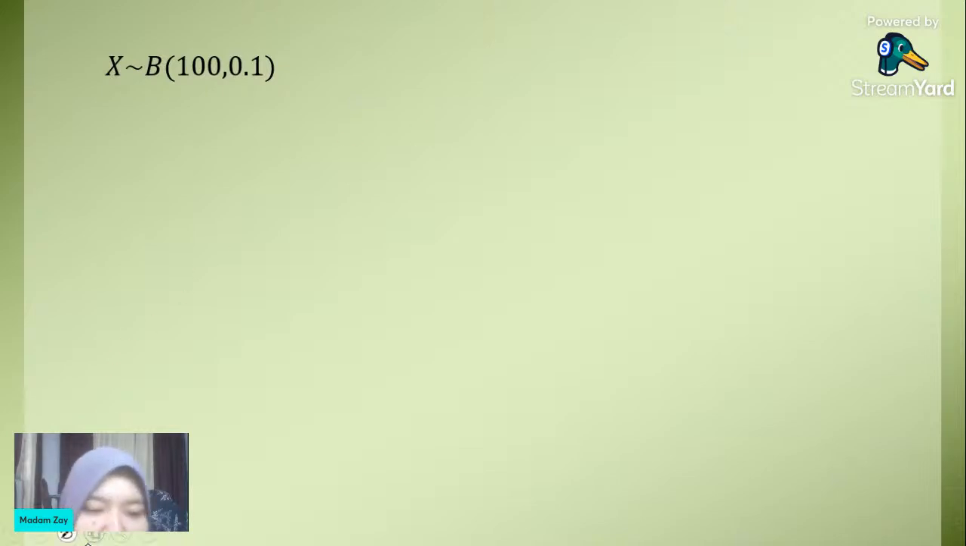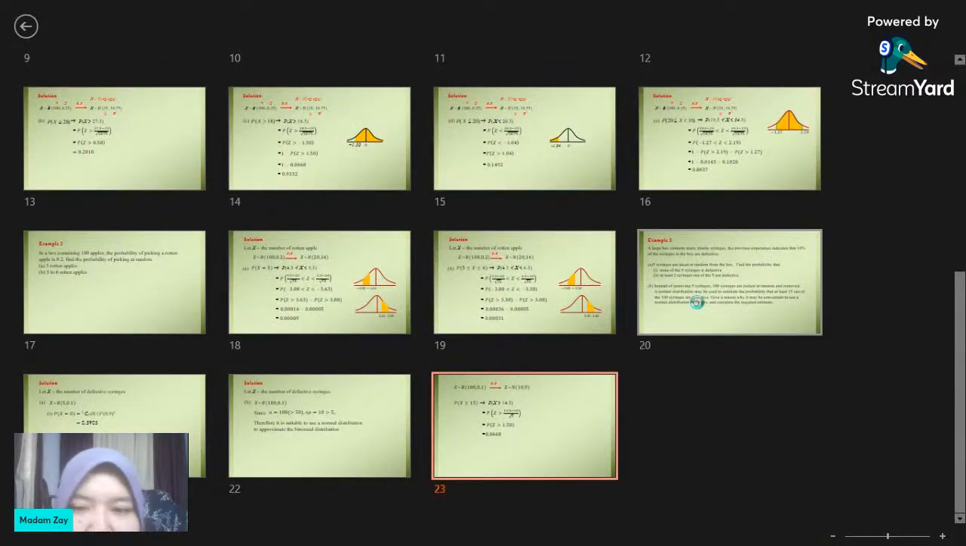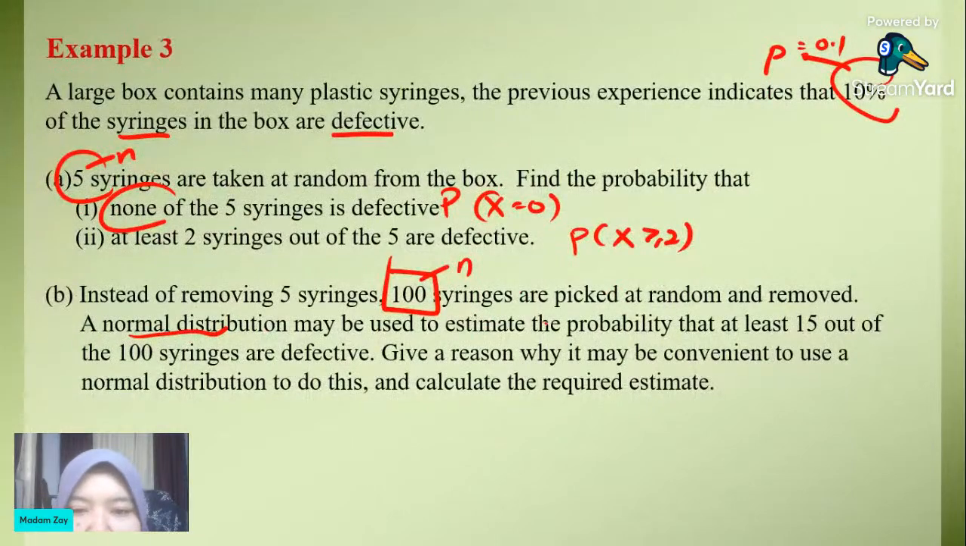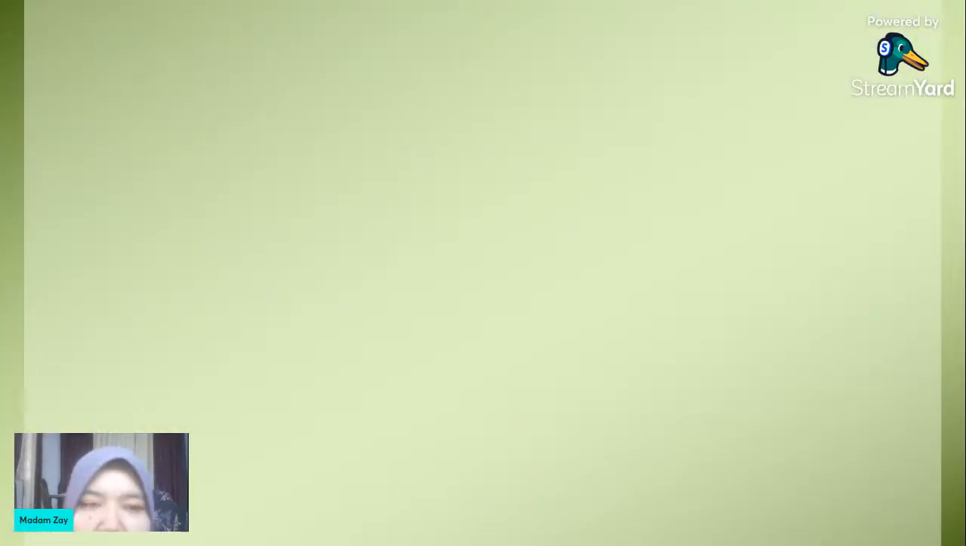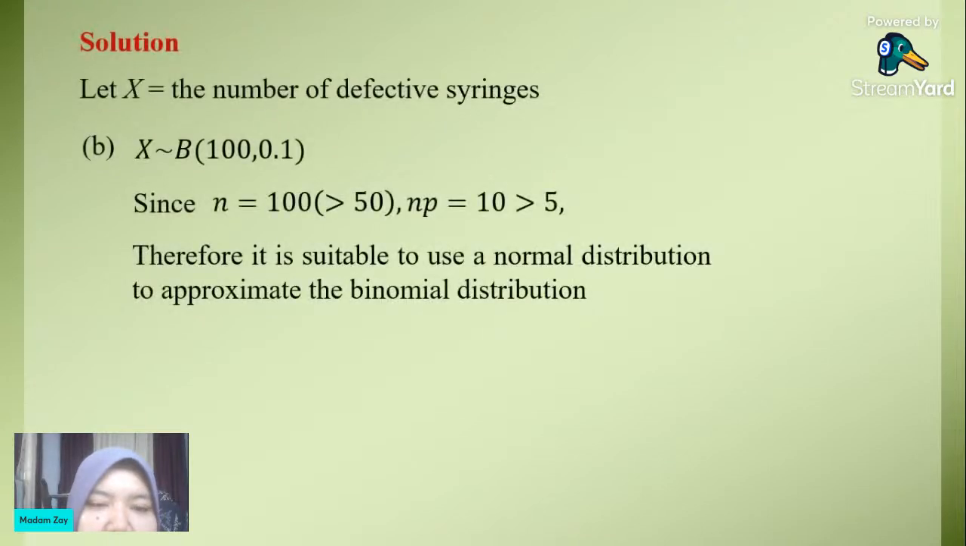Let us read the question again. A normal distribution may be used to estimate the probability that at least 15 out of 100 shrinks are defective. Give a reason why it may be convenient to use a normal distribution to do this and calculate the required estimate. Now they ask you to find at least 15, so probability of X more than or equal to 15. Therefore, this is the reason: normal distribution to approximate the binomial is suitable to use. So, we're answering the reason.